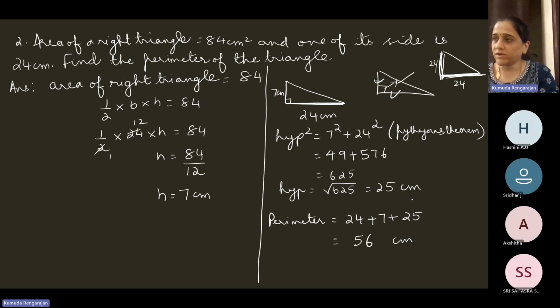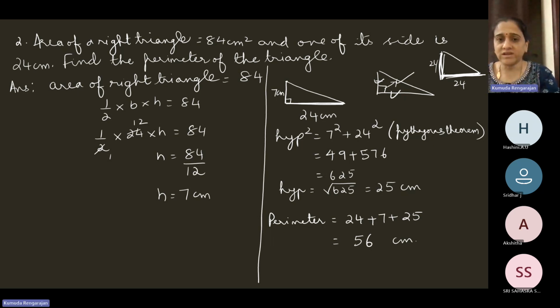Now, why should we find the length of the hypotenuse? Because we have to find the perimeter of the triangle. To find the perimeter of the triangle, you need to know the lengths of all the three sides. The question is to find the perimeter of the triangle.